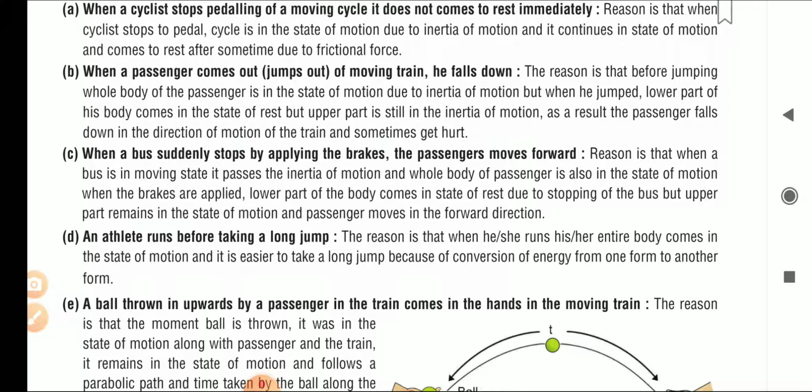When a passenger comes out of a moving train, he falls down. The reason is that before jumping, the whole body of the passenger is in a state of motion due to inertia of motion, but when he jumps, the lower part of his body comes to a state of rest, while the upper part is still in inertia of motion. As a result, the passenger falls down in the direction of the motion of the train and sometimes gets hurt.